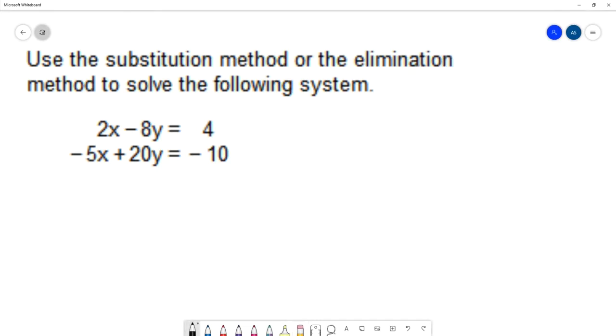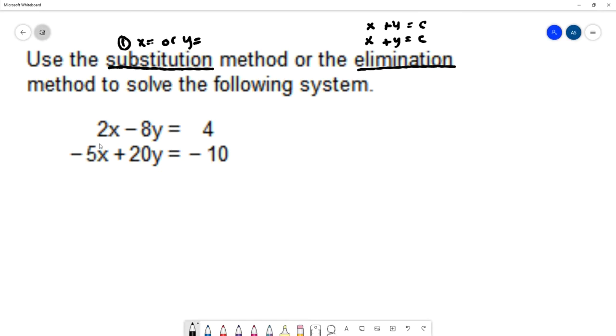So I like to think about the two methods in this way to make my choice. The first step in the substitution method is to solve for one of the variables. So you want to have x equals or y equals. Whereas with the elimination method, you're looking to have all of your terms lined up, all of your x's lined up, your y's lined up, and your constants lined up, and your equal sign lined up.